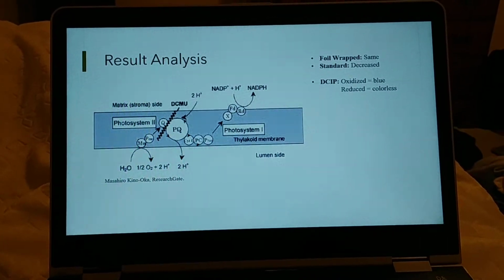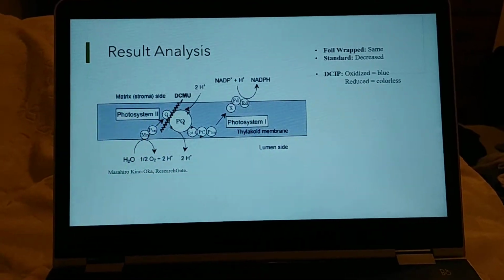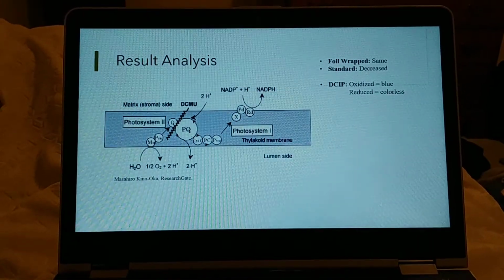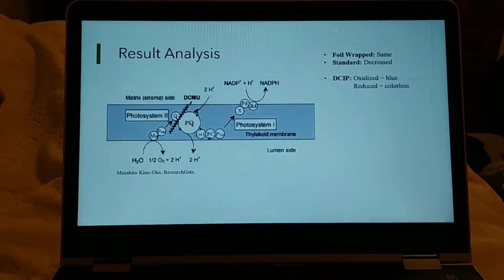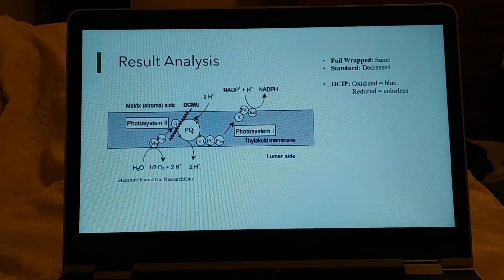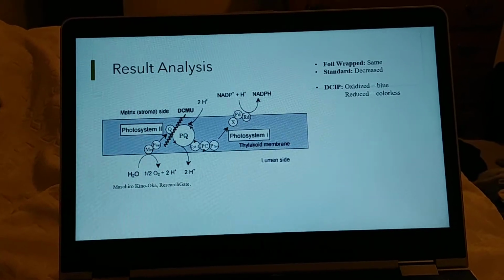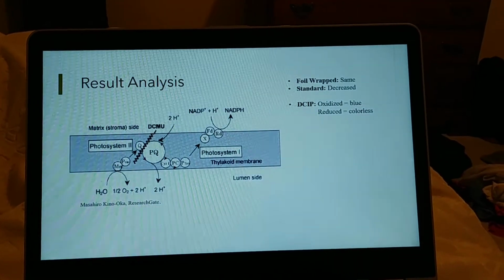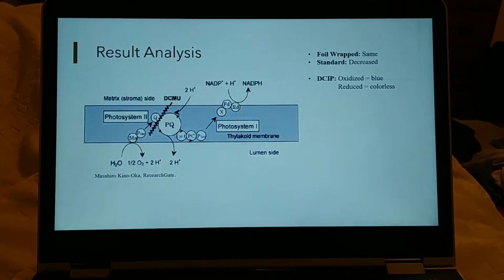The DCMU remained constant throughout the experiment because, again, it inhibited plastoquinone from binding in photosystems 2. And essentially, what DCMU does is it doesn't allow electrons to flow from photosystems 2 to plastoquinone. So it wasn't able to produce any energy or glucose or oxygen that would normally be produced in photosynthesis.